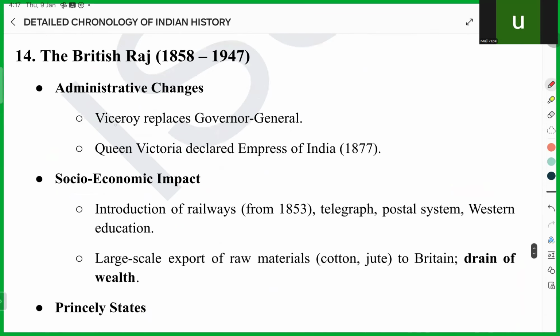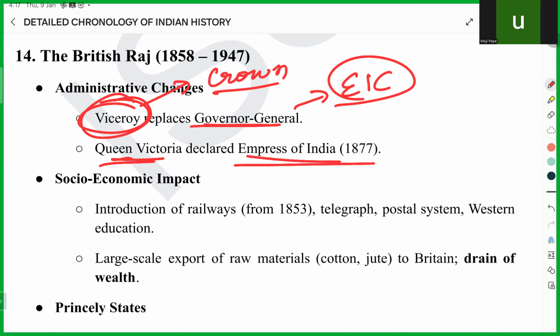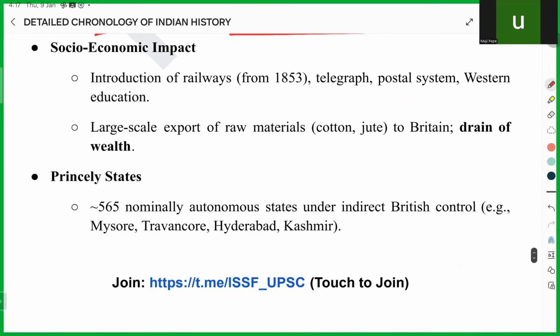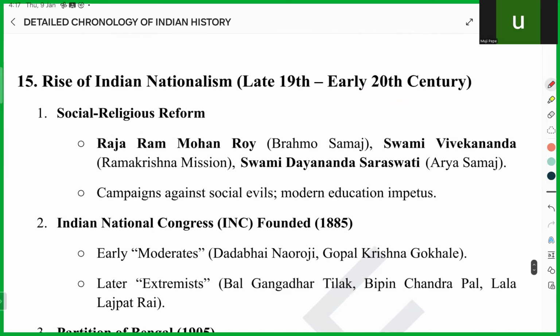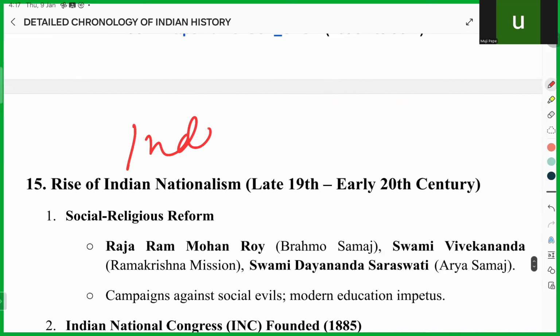So in the British Raj the Viceroy replaced the Governor General. The Governor General was appointed as part of the EIC rule, and the Viceroy was appointed by the Crown, by the Britishers directly. And Queen Victoria was declared Empress of India. And this led to consolidation of British Empire in India. And finally, Gandhiji came. There was rise of nationalism, and then we moved towards independence.